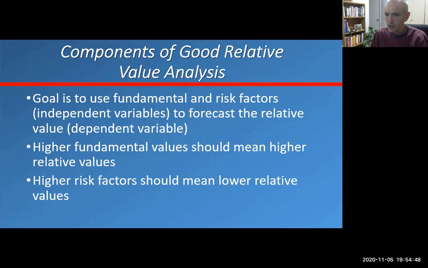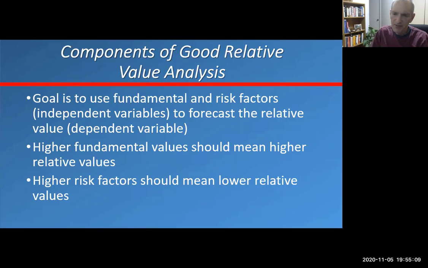Higher fundamentals should mean higher relative values. So firms with higher gross margins, higher net margins, higher turnover, they should have higher relative values. Firms with higher risk, so higher debt, higher probabilities of default, lower credit ratings, that should mean lower relative values. So that's the way it should be.